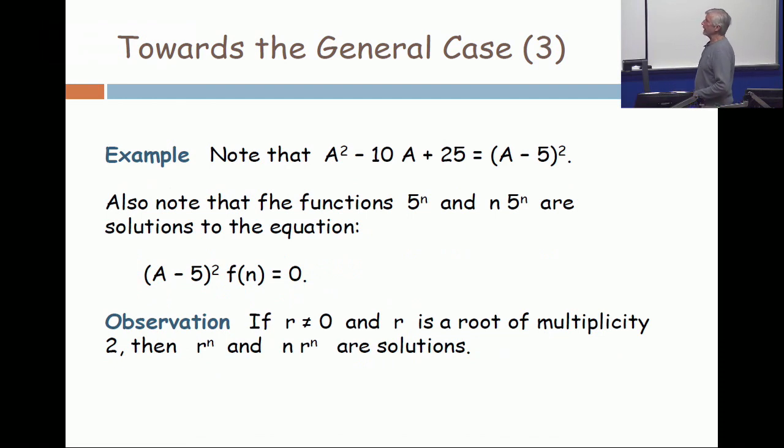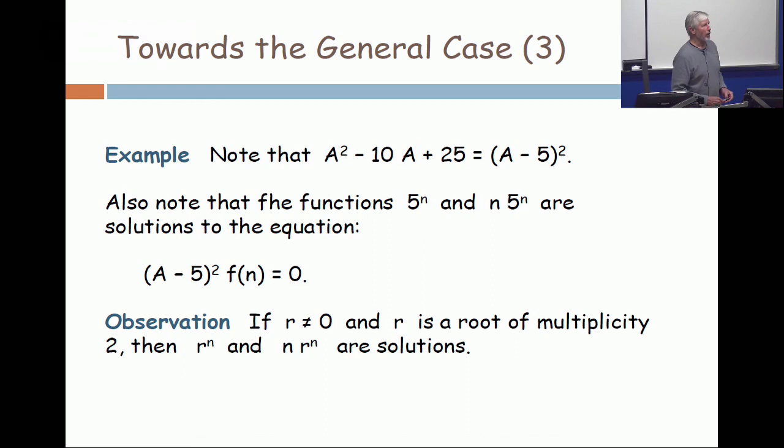Now, a squared minus 10a plus 25 is (a minus 5) squared. I think we can all see that. Now, 5 is a root of multiplicity 2.